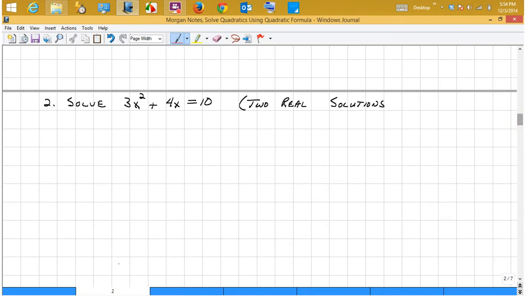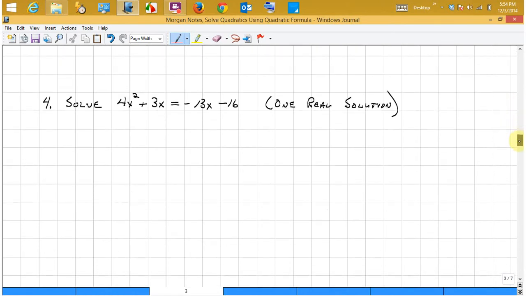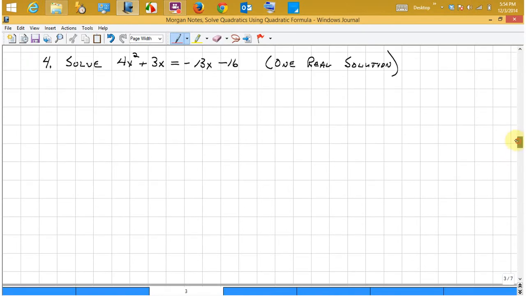Okay, let's try another one. Actually, let's jump down to a different kind, and then maybe I'll come back and work some more. So this one, it says I should have one real solution, and let's see how that works.